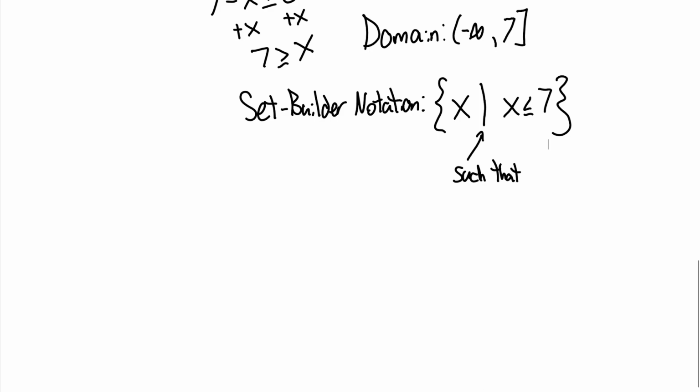Okay. And then also sometimes some people like to draw these on a number line, so it'll help you visualize exactly what the x values are that are allowed. So say we'll start at 7, since that's the limit of our domain here.